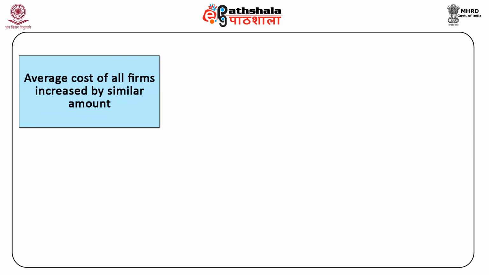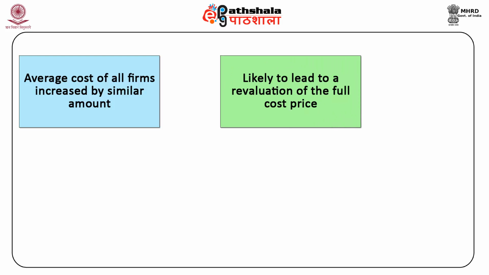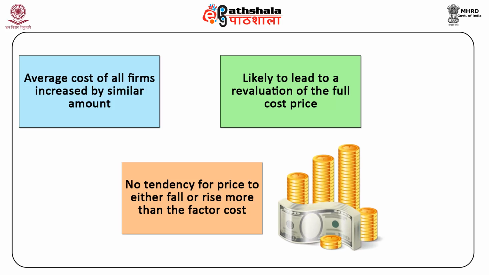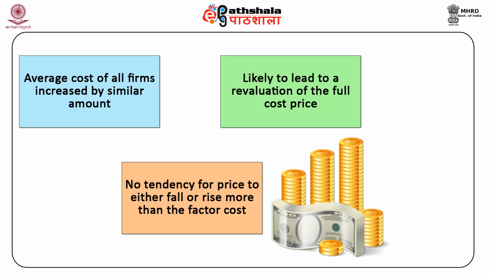Second, if the average cost of all firms increases by a similar amount due to changes in factor prices, raw materials, technology, etc., then this is likely to lead to a revaluation of the full cost price. So, according to Hall and Hitch, there will not be any tendency for the price to either fall or rise more than the factor cost or raw material costs.